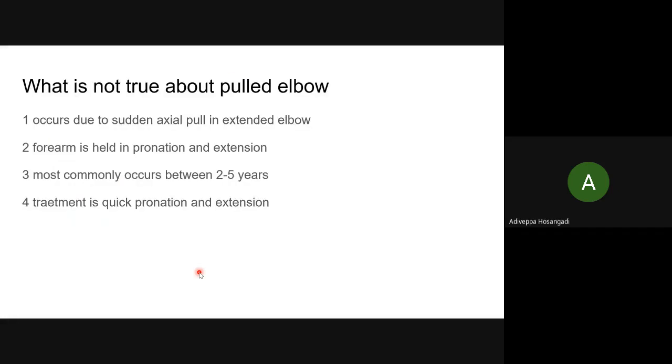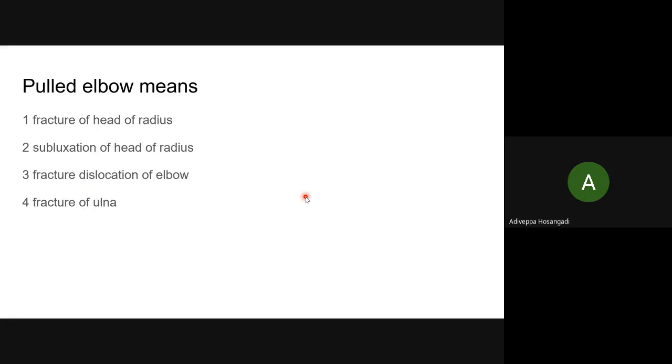So what is not true about pulled elbow? Occurs due to sudden axial pull in the extended elbow. Forearm is held in pronation and extension, most commonly between 2 and 5 years. Treatment is quick pronation and extension. Treatment is quick supination and flexion. Flexion, sir. Very good. So pulled elbow means subluxation of the head of the radius. Very good. There's nothing much to discuss on this.